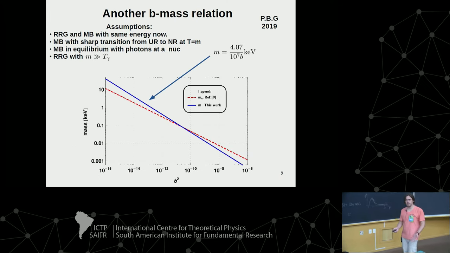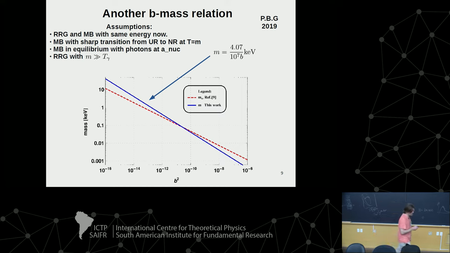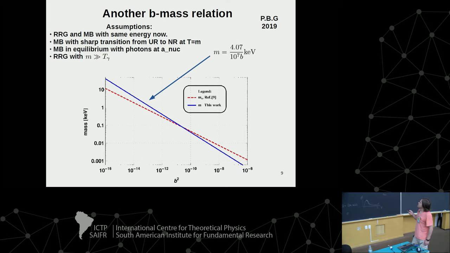So this is another B-mass relation. It's a bit different, but you get lots of physical insight about how to relate B and mass, okay? This is not in our paper. Okay, so there are some assumptions. First, you assume that RRG and Maxwell-Boltzmann have the same energy now. Then you assume there's a sharp transition in Maxwell-Boltzmann density from ultra-relativistic to non-relativistic. This is an approximation around when the temperature is of the same order as the mass.